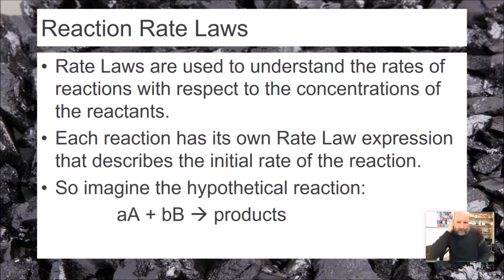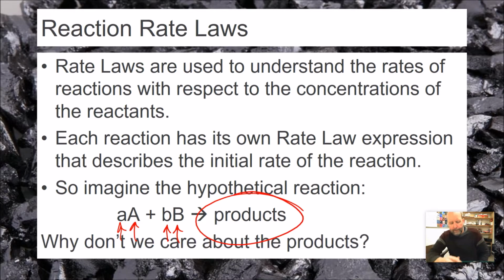So imagine we have a hypothetical reaction. We've got some quantity, this is a coefficient, of A, this is the compound, and some quantity, the coefficient of B, and it makes some products. We don't really care about the products. We don't care what products there are. The products aren't going to affect this. The concentration of the products aren't going to affect this. We want to know about the reaction rate. We need to know about the reactants.